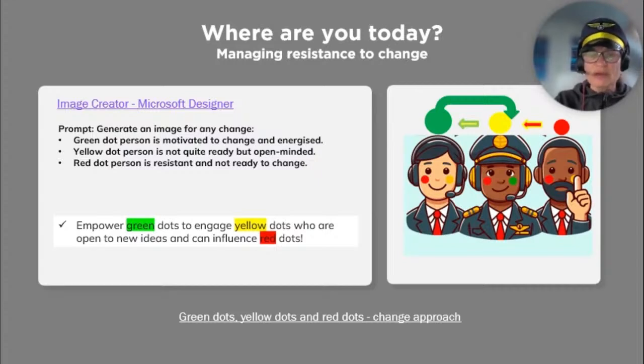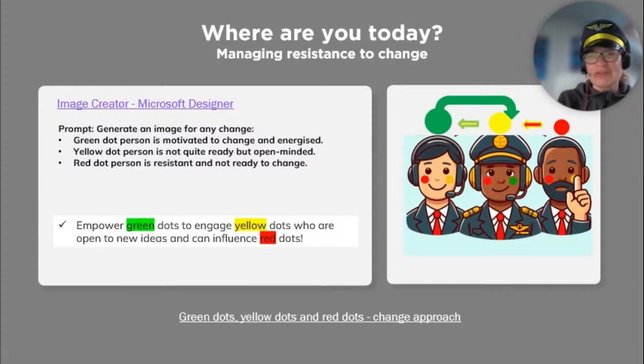So that was the prompt I put in Microsoft Designer, and I got these three people with the little dots on their face, and I took the image into PowerPoint and I added the arrows above to make it more explicit what I was trying to say. So the red dots are not ready, the yellow dots are on the fence, but the green dots are like, yeah, we're really there now.